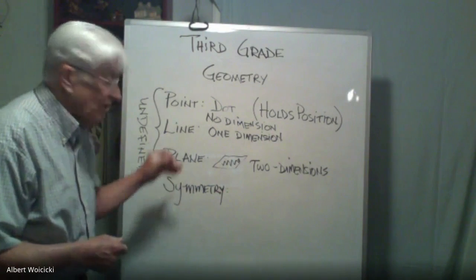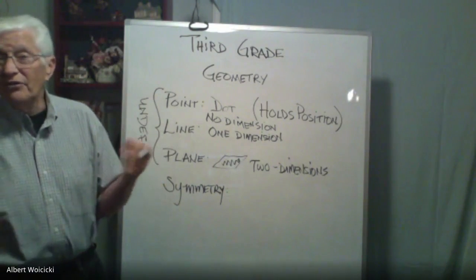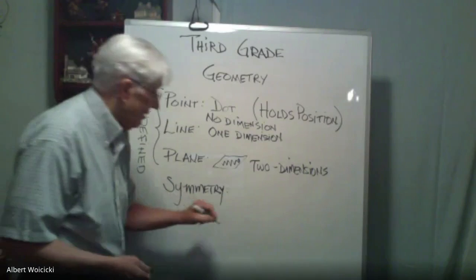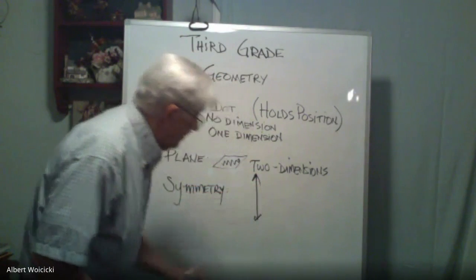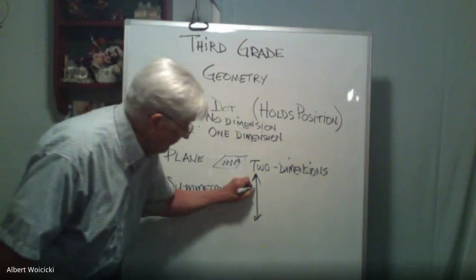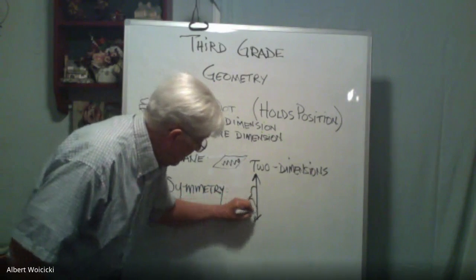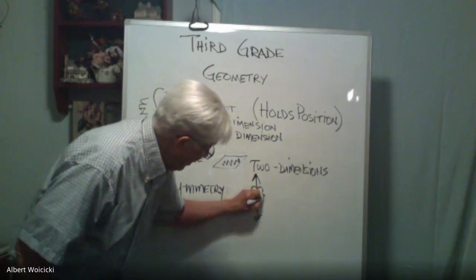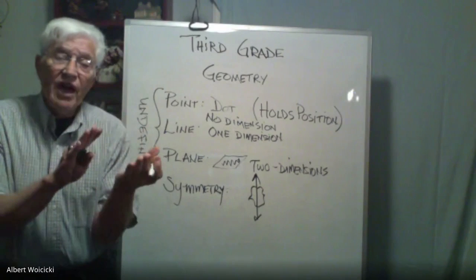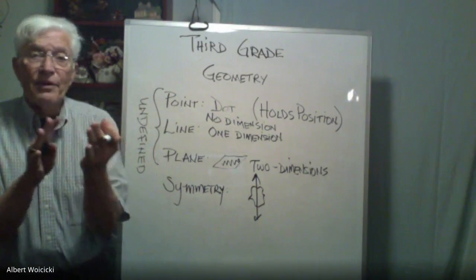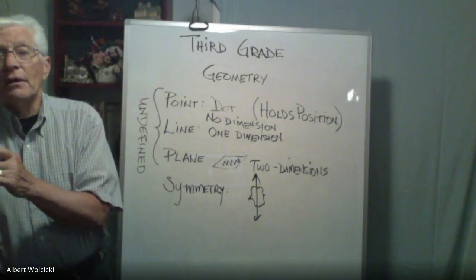Now, finally, we talk about symmetry. And symmetry is easy to understand. If we draw our line, what happens on one side is going to happen on the other. So, what's on one side of the line will happen on the other side of the line. That's symmetry.